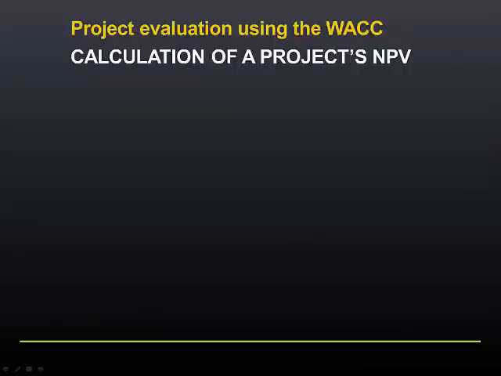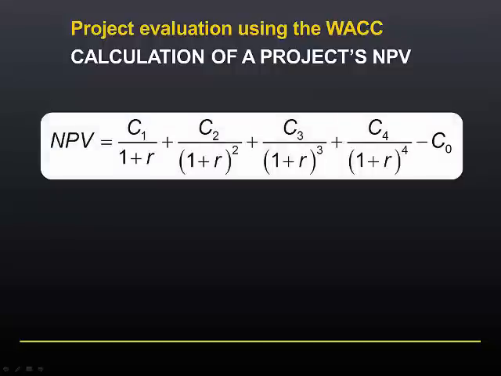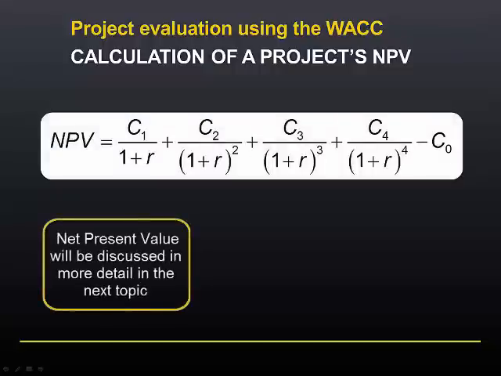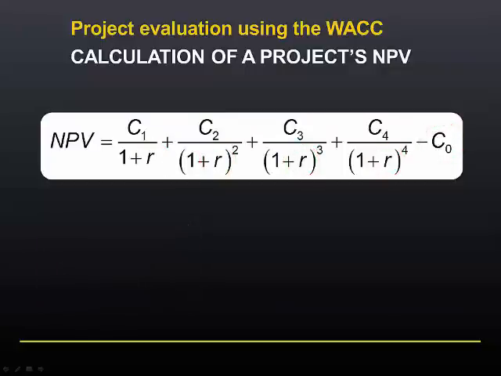Net present value is the most accurate and reliable method of project evaluation. It involves determining future cash flows, discounting them to a present value at an appropriate discount rate, and subtracting the initial outlay. The appropriate discount rate is the cost of capital.